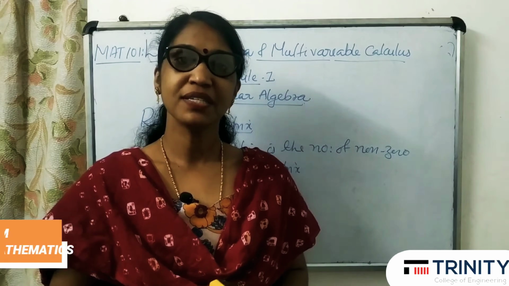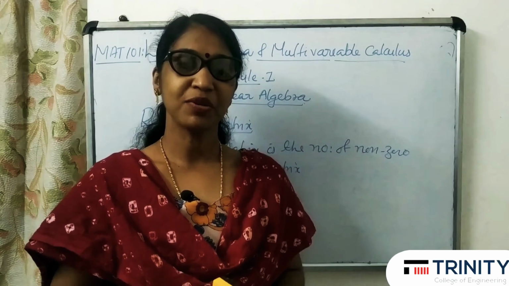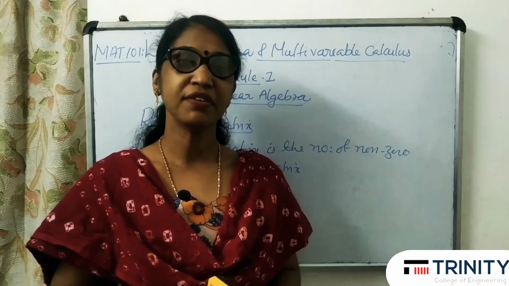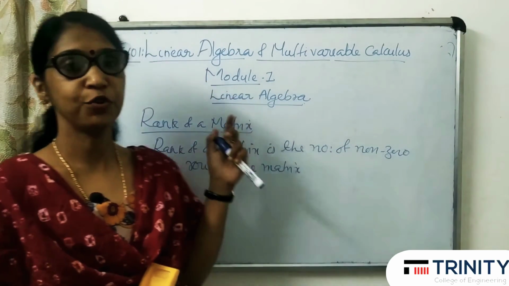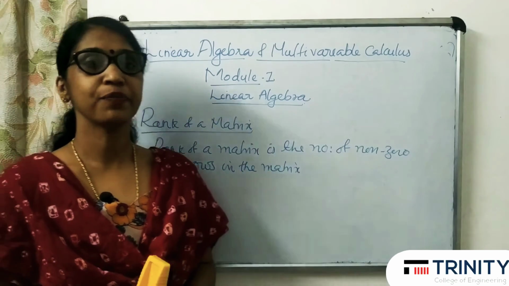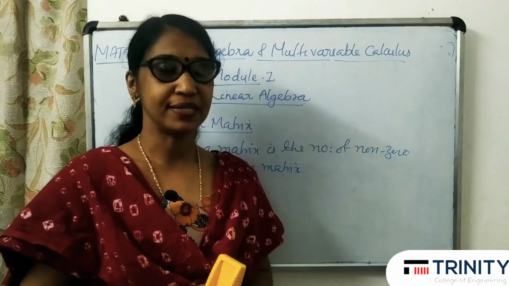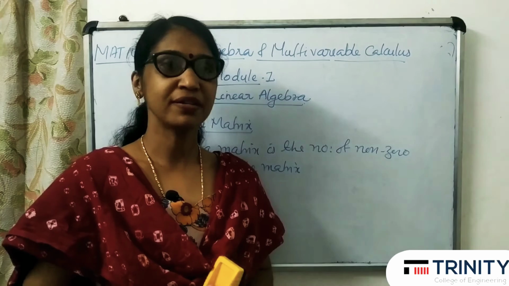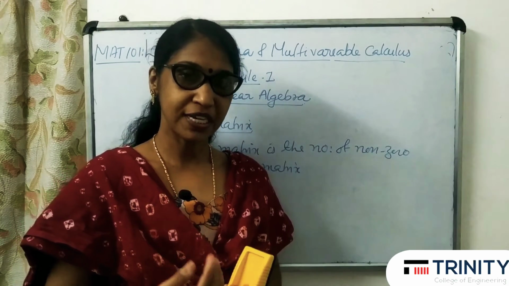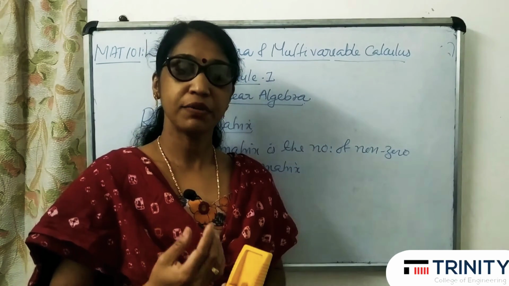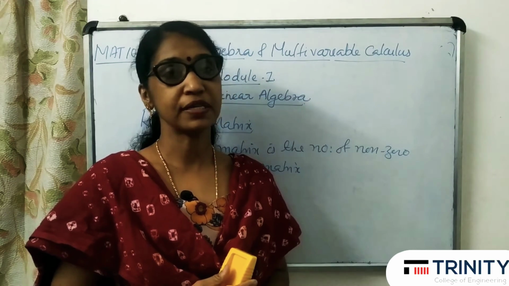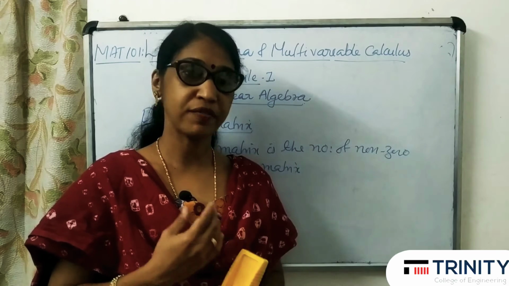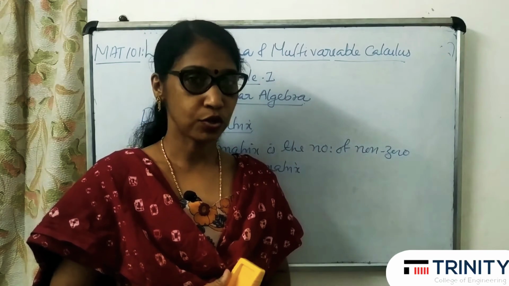Our subject name is Linear Algebra and Multivariable Calculus and the subject code is MAT 101. The first module is Linear Algebra. Module 1 is Linear Algebra. It is all about matrices. We all know what a matrix is, what the special types of matrices are, how to find the determinant of a matrix, and how to find the inverse of a matrix, which you all studied in your previous classes and in the bridge course also.